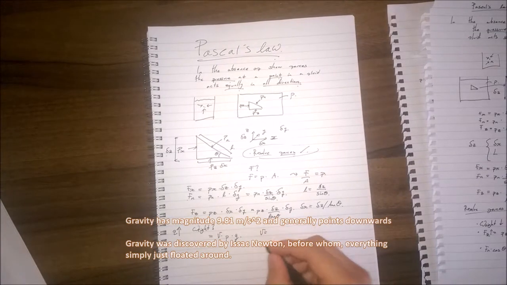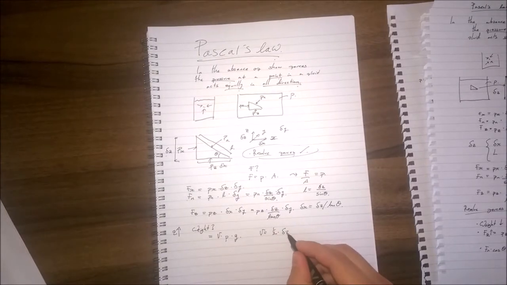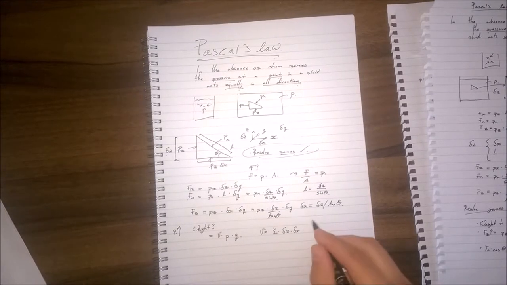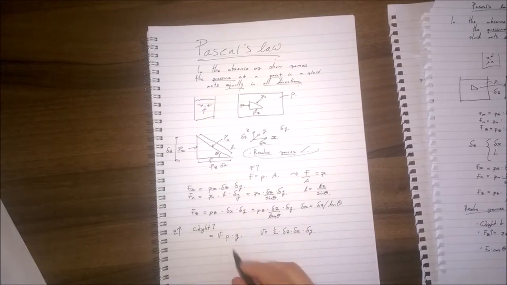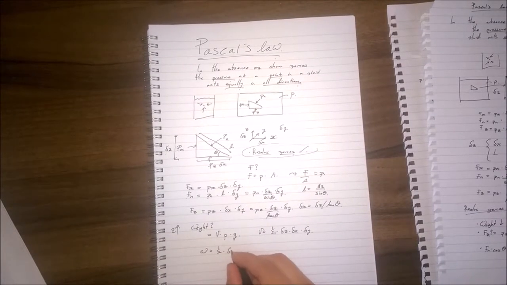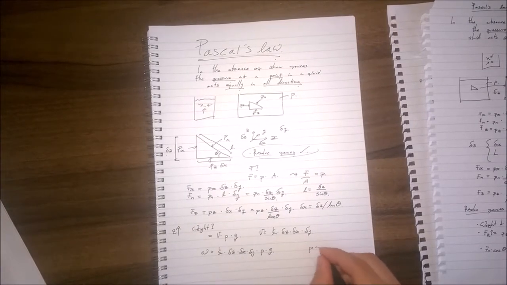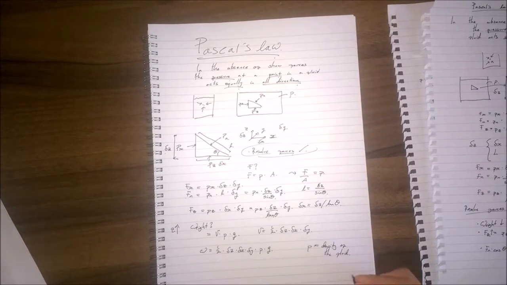Now, the volume of a triangle is the area, which is a half dz dx multiplied by the width dy. So our weight is going to be equal to 1/2 dz dx dy rho g. And note that that rho is the density of the fluid.